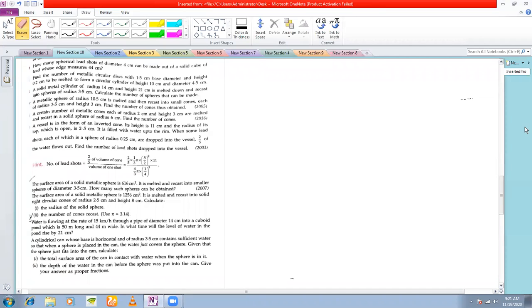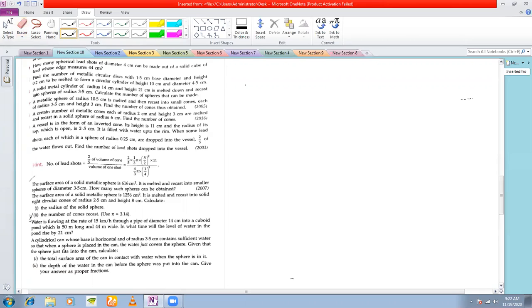Okay, sir. Number 28. Water is flowing at the rate of 15 km per hour through a pipe of diameter 14 centimeter. This is what the problem reads. Into a cuboidal pond, which is 50-meter long and 44-meter wide. In what time will the level of water in the pond rise by 21 centimeters?